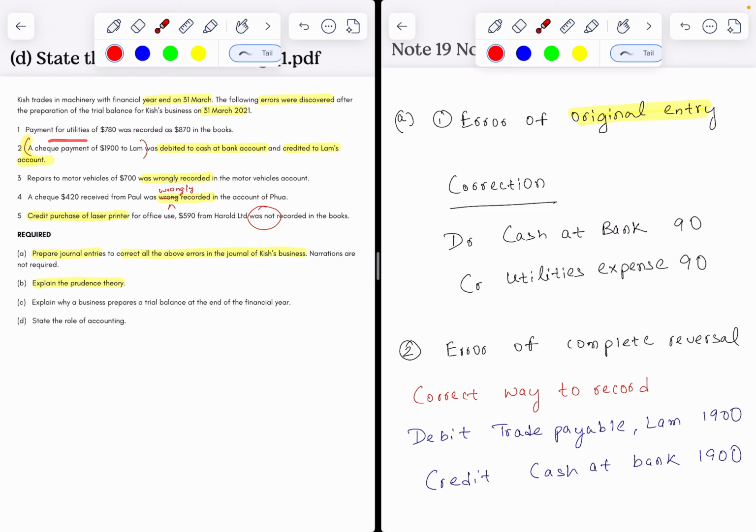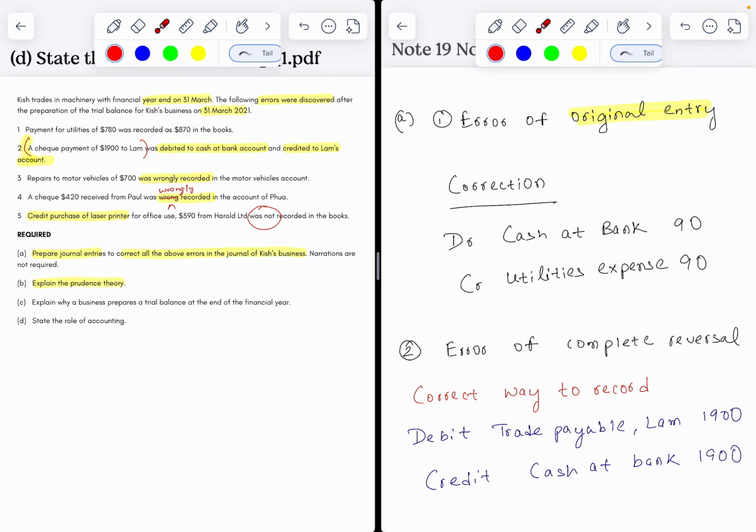Payment for utilities of $780 was recorded as $870 in the books. This type of error is what we classify as an error of original entry, and an error of original entry mainly happens when there is an error within the numbers, where you can see the numbers have been misplaced. As you can see, 780 has been written as 870.